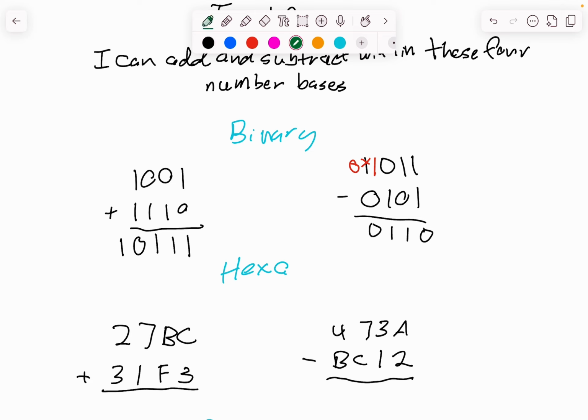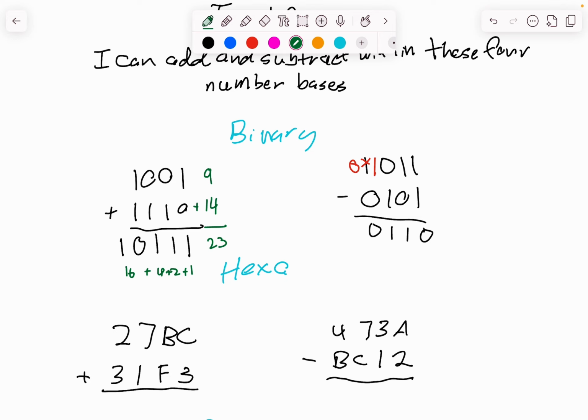To check our work, to make sure we did the binary adding and subtracting right, we just convert these numbers into their decimal value. So we have 9 plus 14, which is 23. Then to check our binary number, we have 1 plus 2 plus 4 plus 16. 16 plus 4 is 20, plus 2 is 22, plus 1 is 23. So we know we got this number correct on the bottom.